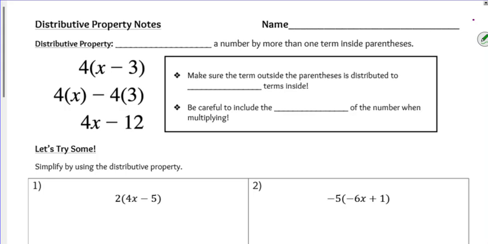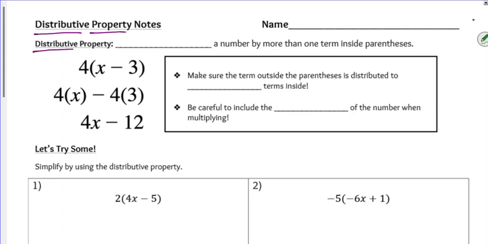Alright, here we're going to learn about the distributive property. So we just learned about combining like terms, which is adding and subtracting like terms, which basically just means it has the same exact variables and exponents. Those are things that you're allowed to add and subtract. Here we're going to be talking about multiplication.